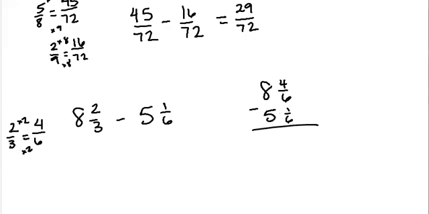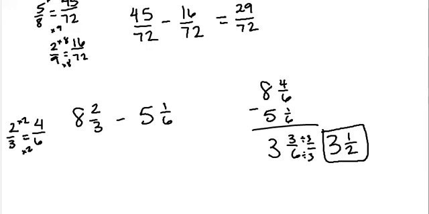Now, if I can subtract the fractions without having to borrow, that would make it easy. Is 4/6 minus 1/6? Yes, I can do that. 4/6 minus 1/6 is 3/6. 8 minus 5 is 3. Then I look at my fraction, 3/6. I can reduce that. 3/6, if I divide both the top and the bottom by 3, I have my whole number of 3, and 3 divided by 3 is 1. 6 divided by 3 is 2. So final answer is going to be 3 1/2 when I subtract 8 2/3 minus 5 1/6.